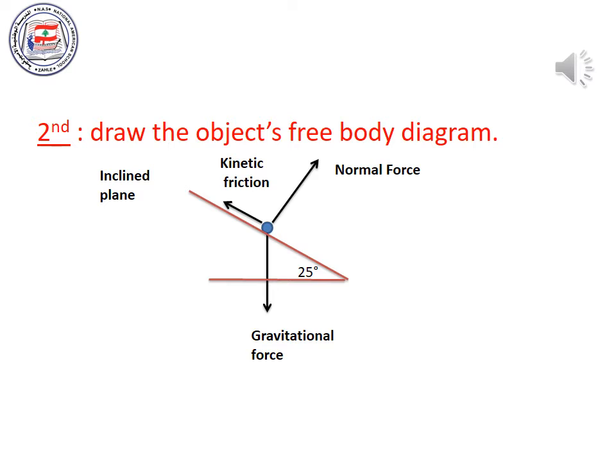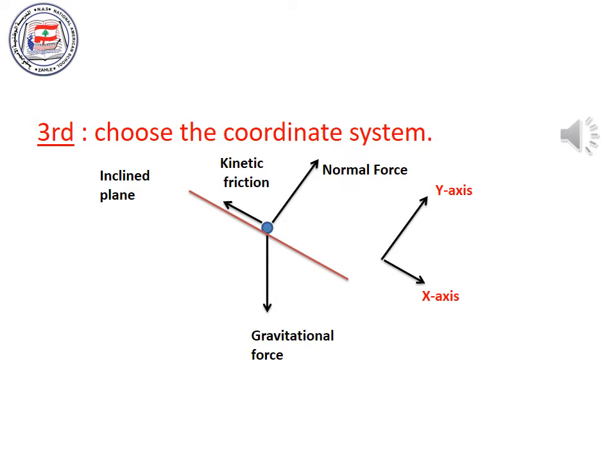The dot is on the inclined plane. The normal force is perpendicular to the plane, gravitational force is towards the center of Earth, and kinetic friction force is parallel to the plane and opposite to the motion. In the third step, we choose the most appropriate coordinate system. Here, the most appropriate coordinate system is where the x-axis is parallel to the inclined plane and the y-axis is perpendicular to it, so it's parallel to the normal force.